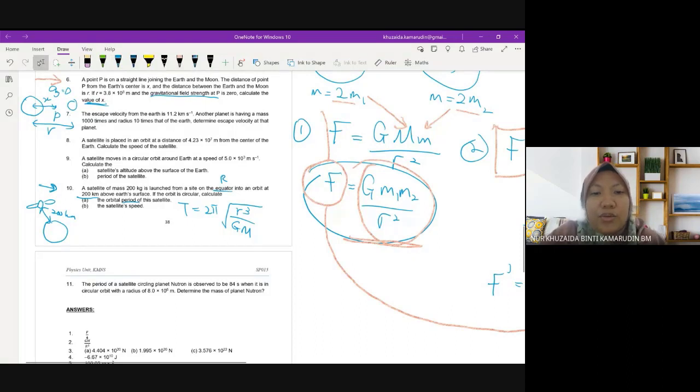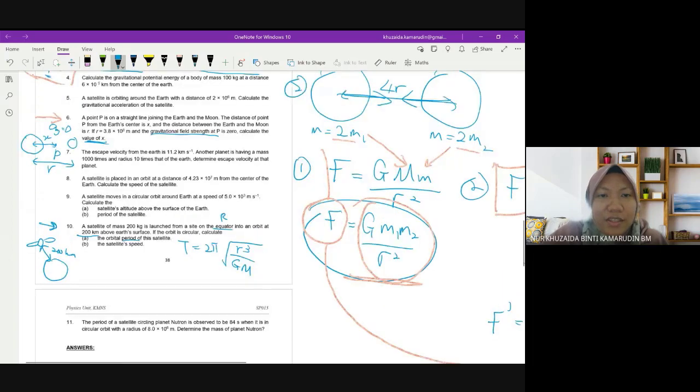Alright, okay. So dekat sini, 2 pi ni macam biasalah, tak ada masalah. G is gravitational constant pun tak ada masalah. Mass dekat sini, mass apa yang kita perlu masukkan? Satellite.